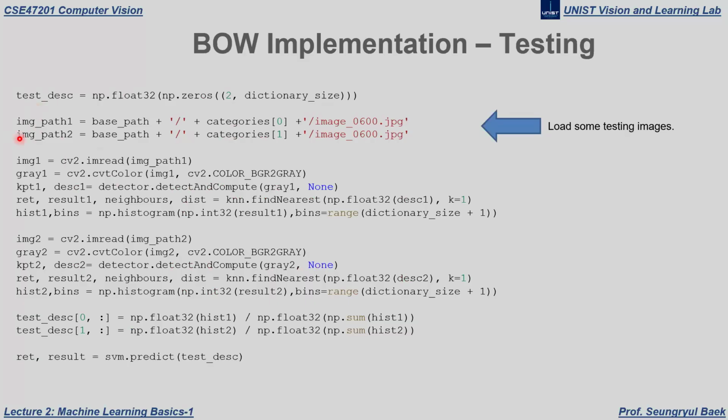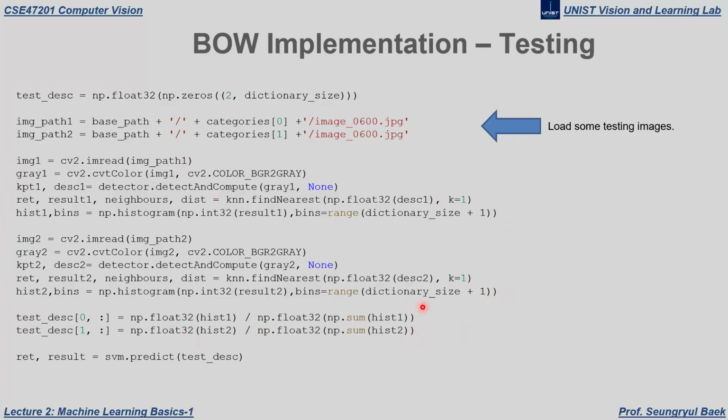For testing, you will read two types of images, from motorbike and airplane. You will read the first image, extract features for that image, find the nearest visual words for each feature, and make it into the histogram. This is actually encoding, finding the BOW representation for the first image, and this is the thing for the second image.